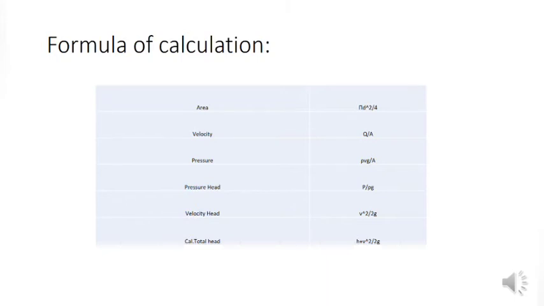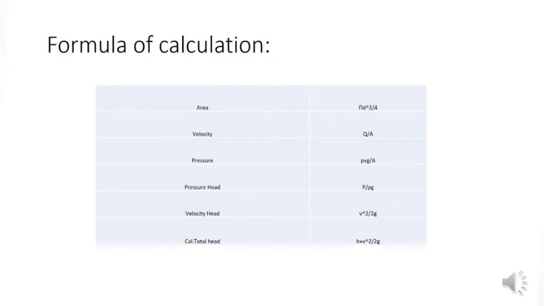Okay, this next is the formula for the calculation that we use. We calculate the area, which is the formula pi d squared over 4. The velocity is Q over A, which is flow rate over area. For the flow rate we have calculated before, we use volume over time. For the pressure we use rho V g over area.